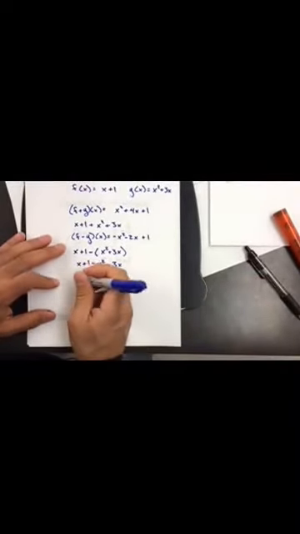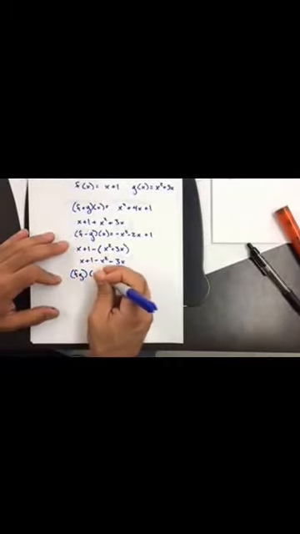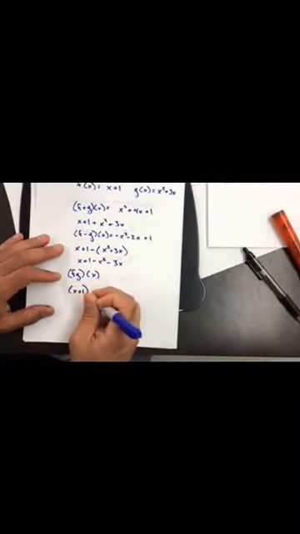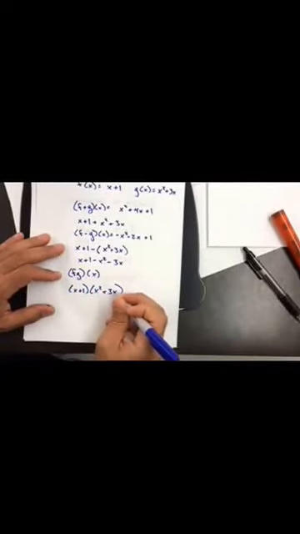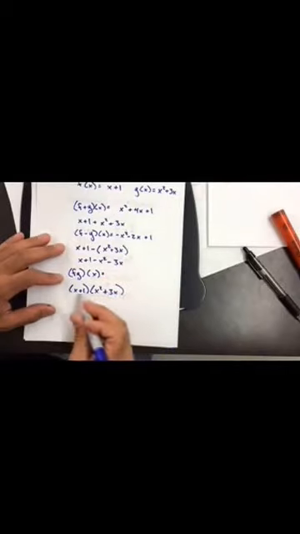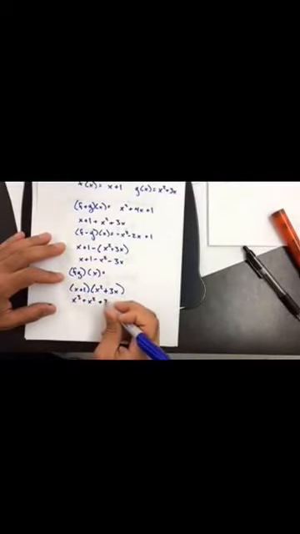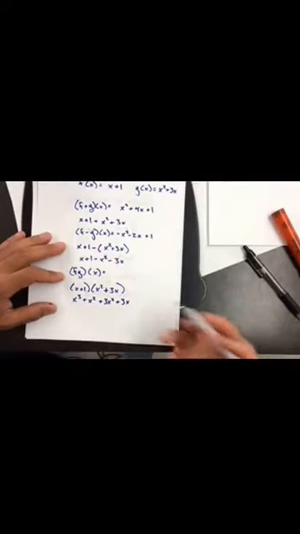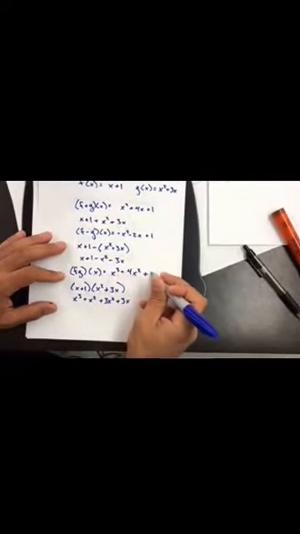Multiplication and division are the same. So if I do f g of x, that means multiplying. So I'm going to take the f of x, which is x plus 1. I'm going to take the g of x, which is x squared plus 3x, and then I'm going to distribute. So x squared times x is x to the third. X squared times 1 is x squared. 3x times x is 3x squared. 3x times 1 is 3x. Now I want to combine like terms. X cubed plus 4x squared plus 3x.